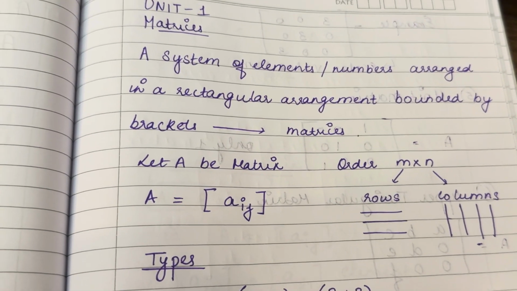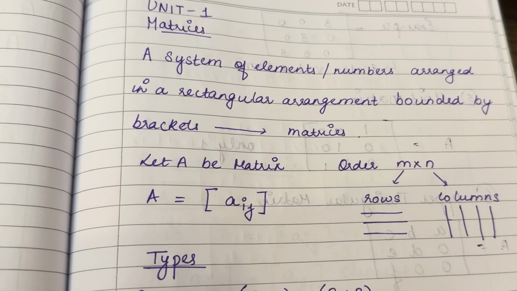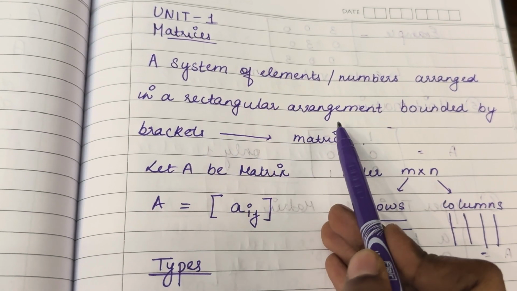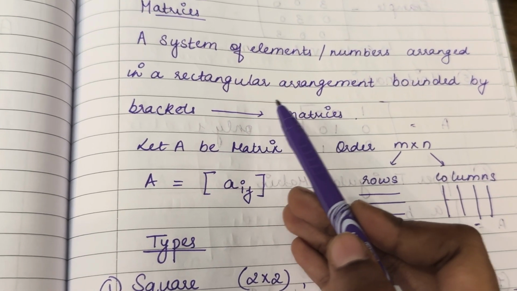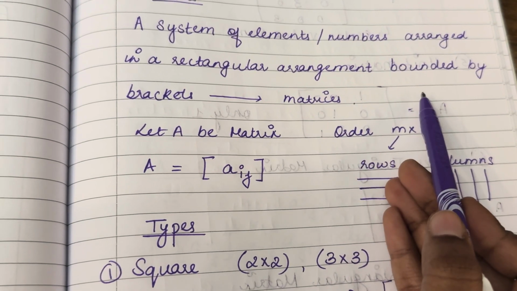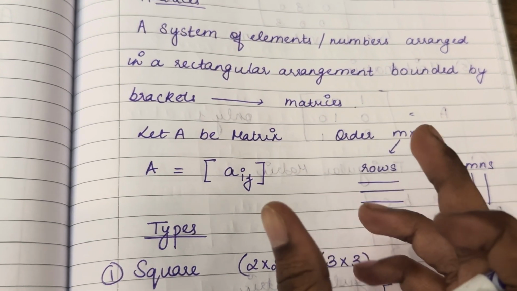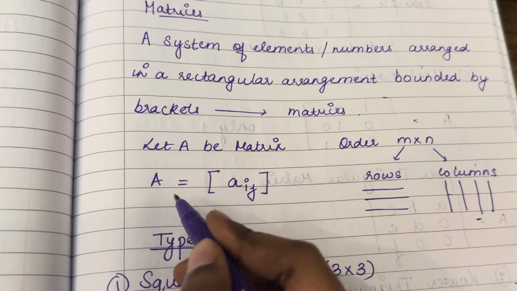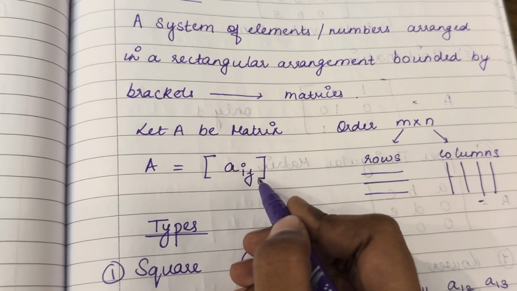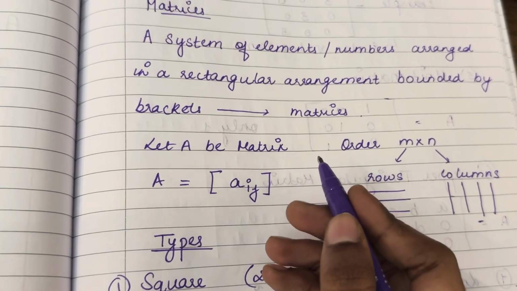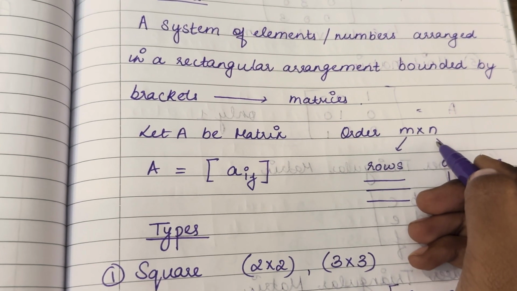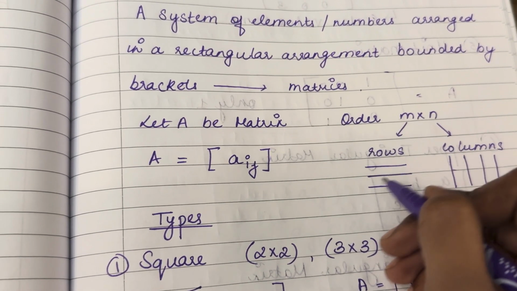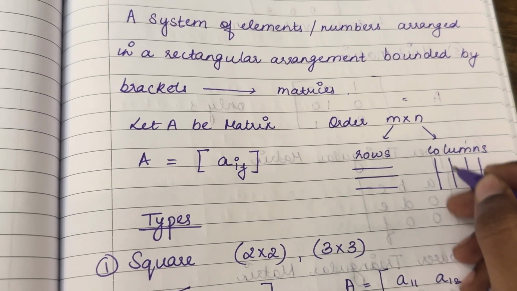So what is a matrix? It is basically a system of elements or numbers that are arranged in a rectangular arrangement, or it may be square too, bounded by brackets. That bounded by brackets is called a matrix. So this will be in the format of A_ij. The order of a matrix is determined by m into n, which is rows into columns. Rows are normally the horizontal ones, columns are the vertical ones.